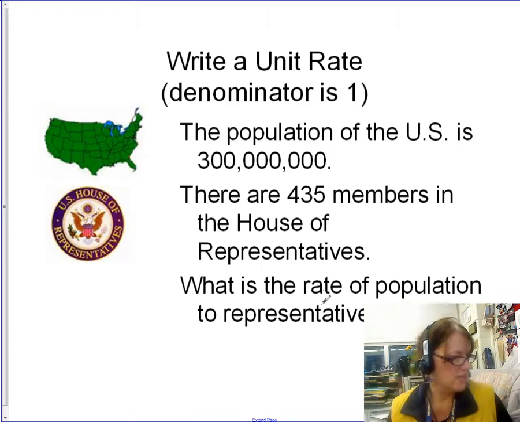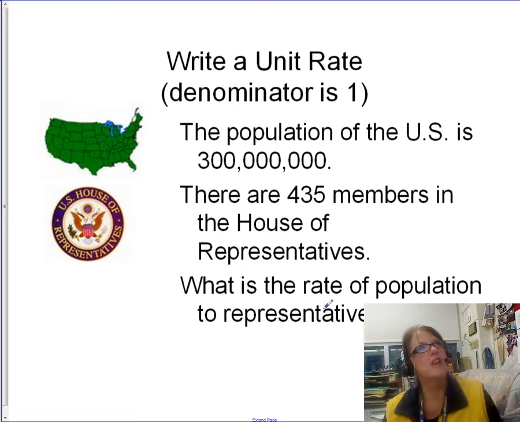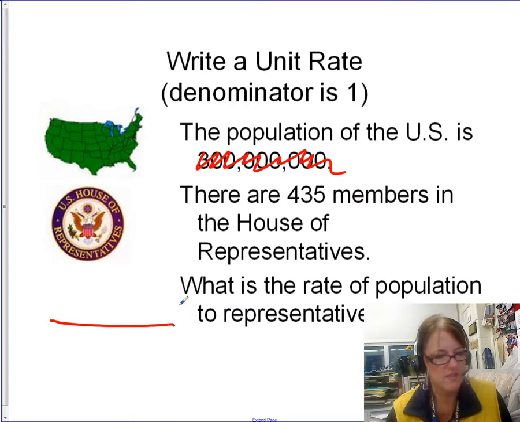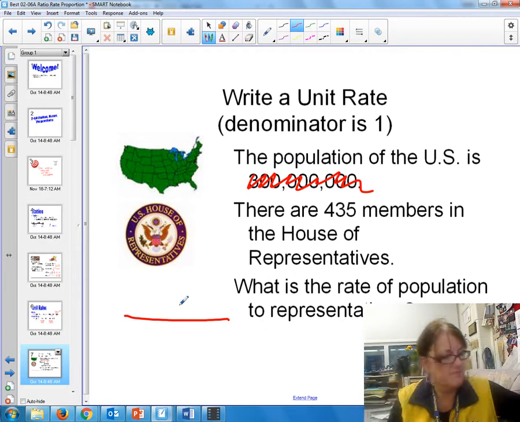Taking a look at this one, the population of the United States is about 300 million. I think I amped that up on your notes packet, because it's more than that. If there are 435 members in the House, what's the ratio of the population to the representatives? What's the rate? What did I give you, like 324 million or something? I've got to go grab your packet to look up that statistic. Go ahead and grab your calculator and start to calculate this out.